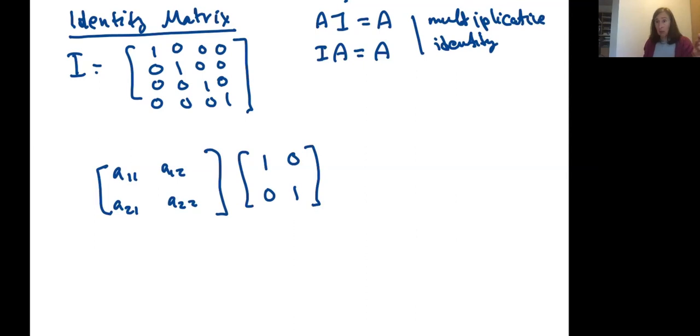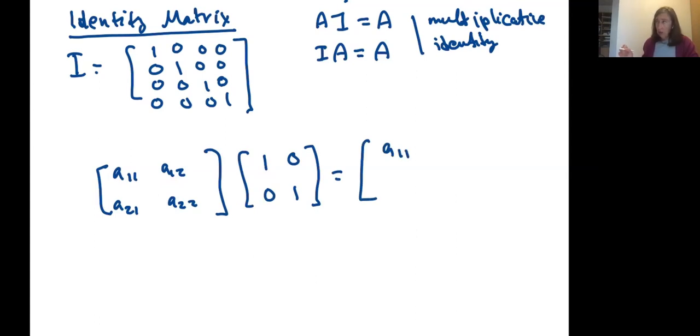So to post multiply, I need to have 2 rows in the identity matrix. And because it's square, I also get 2 columns. So this is the identity matrix that I pick. And if I do the multiplication, I get A11 times 1 plus A12 times 0. Okay, fine, that's A11 here.